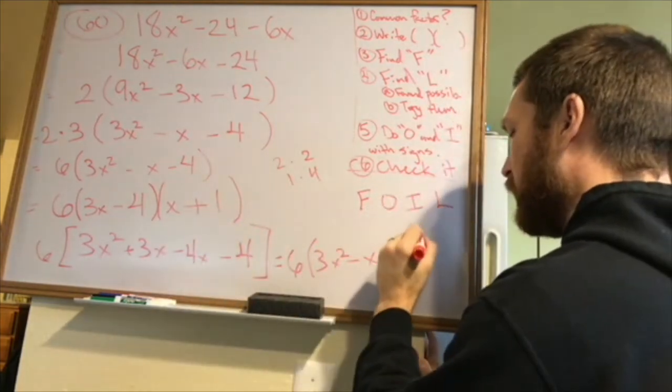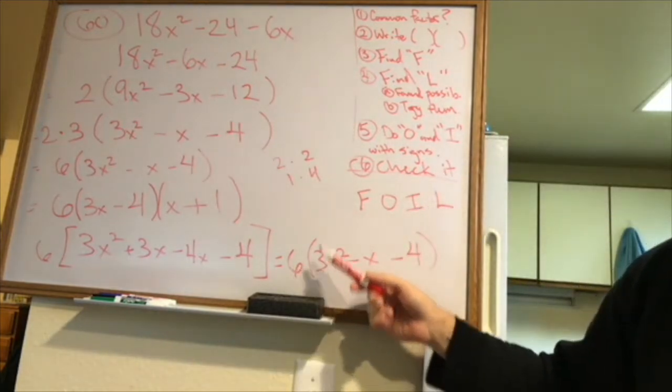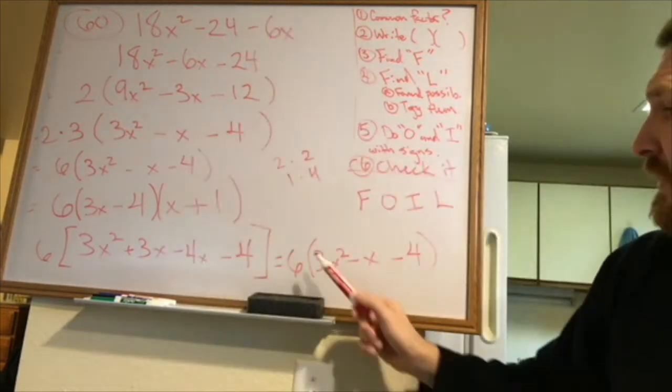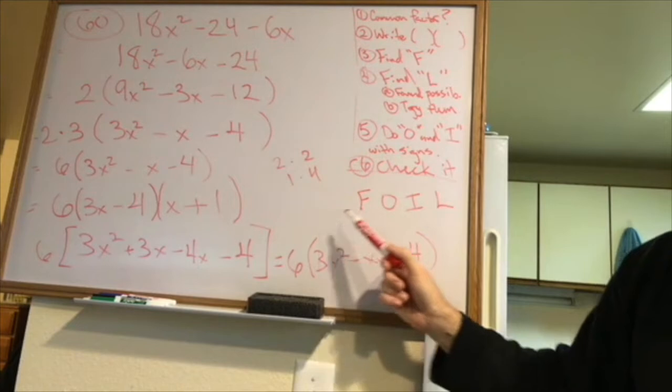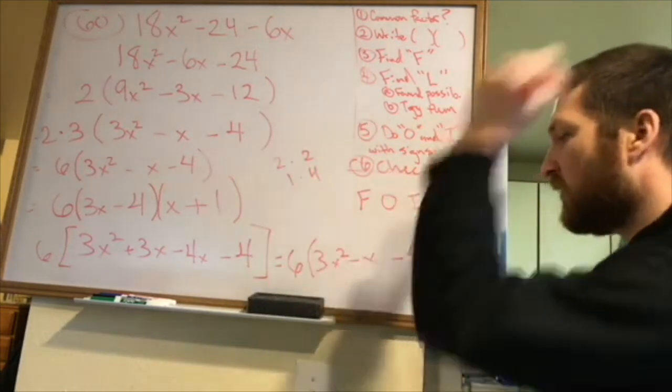Finally, minus 4. And if I were so inclined, I could go ahead and multiply the 6 in, which I'm just going to look and go, okay, 6 times 3 gives me 18x squared minus 6x, which is what we had there. Finally, 6 and the minus 4 gives me minus 24. And so I am good.